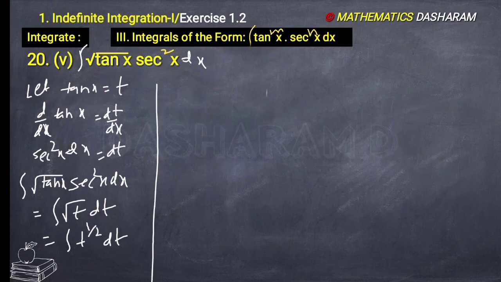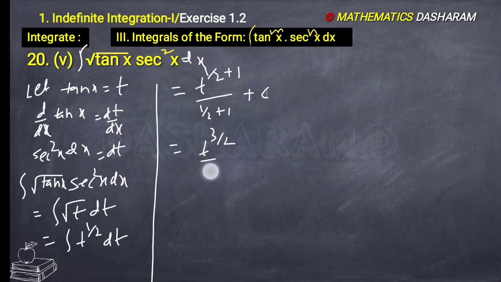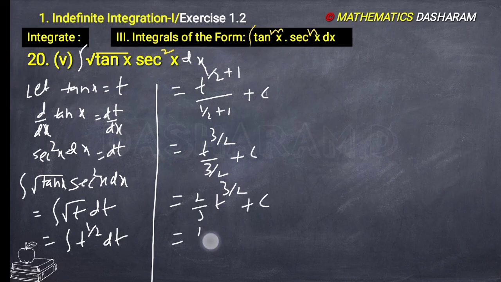Now apply the x to the power of n formula, that is x to the power of n plus 1 by n plus 1. So t to the power of 1 by 2 plus 1 by 1 by 2 plus 1 plus c. T to the power of 3 by 2 by 3 by 2 plus c. Then 2 by 3 into t to the power of 3 by 2 plus c. Now substitute the t value. What is the t value here? Tan x is the t value. So then tan x whole to the power of 3 by 2 plus c is our required answer.